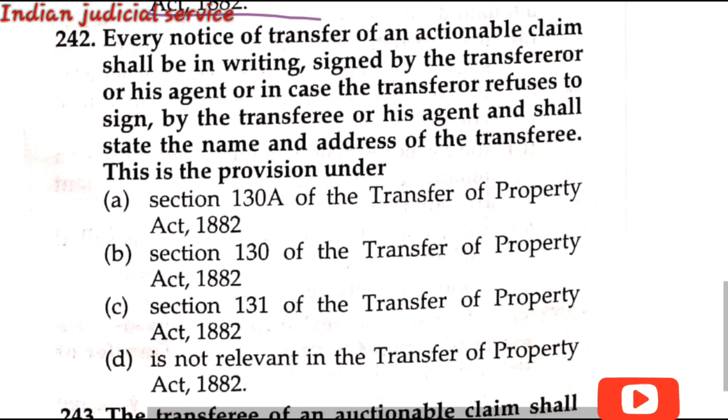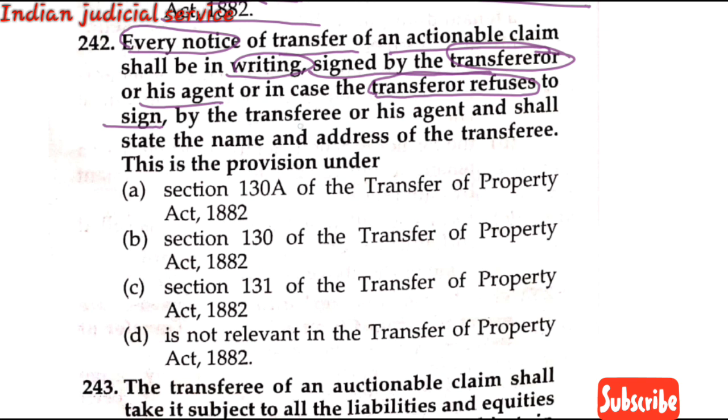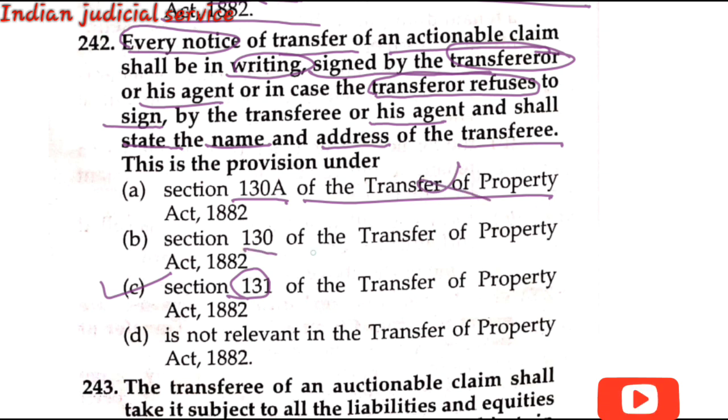Now question number 242. Every notice of transfer of an actionable claim shall be in writing signed by the transferor or his agent, or in case the transferor refuses, this is very important, if the transferor refuses to sign, by the transferee or agent, and shall state the name and address of the transferee. This provision is provided under section 131 of the Transfer of Property Act. So our answer is option C. Section 130A is a repealed provision of the Transfer of Property Act, so it is not there. Section 130 deals with the transfer of actionable claim, and there is no such provision in it, so this is also wrong. So our answer is option C.